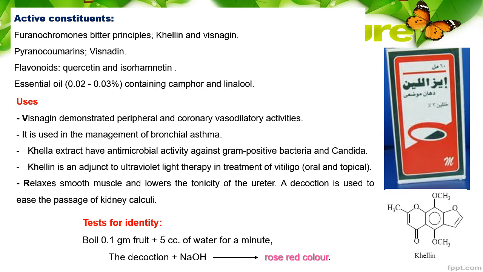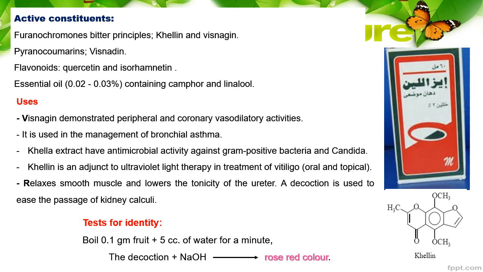The khella extract has antimicrobial activity against gram-positive bacteria and Candida. Khellin is used in combination with ultraviolet light to treat vitiligo or leukoderma, or skin lightening. Especially, khellin is a preparation known as Isaline, containing khellin at 2% concentration. Also khellin relaxes smooth muscle, lowering the tonicity of the ureter. So a decoction of khella is used to ease the passage of renal calculi.